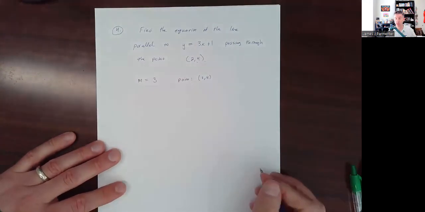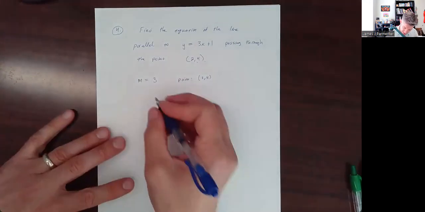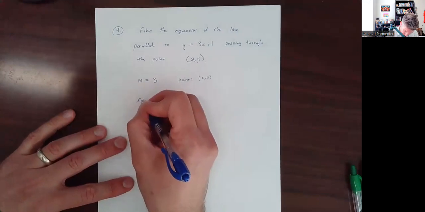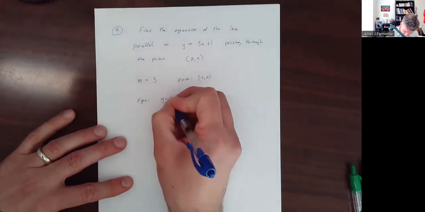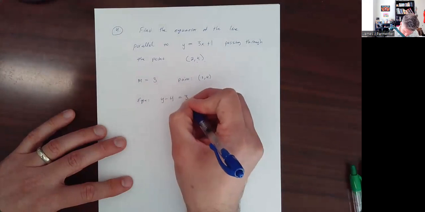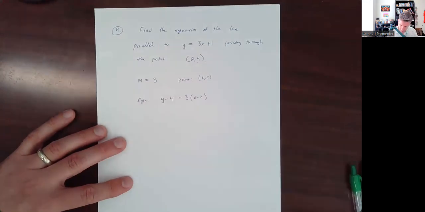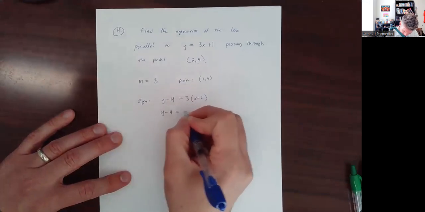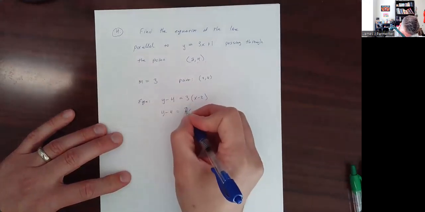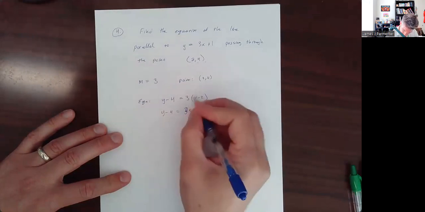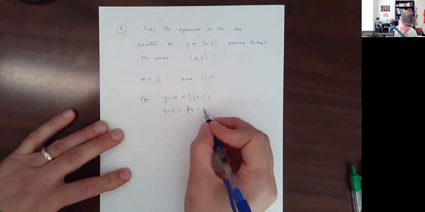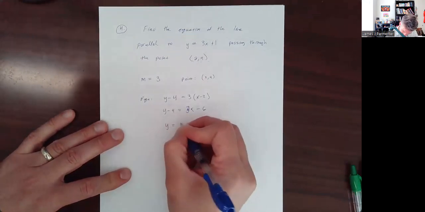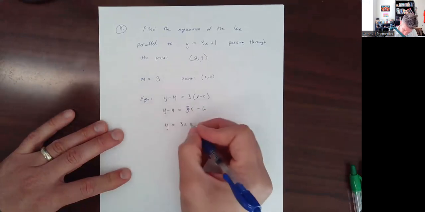I'm going to do it the point-slope way, which is saying my equation is going to be given by y minus the y coordinate equal to the slope times x minus the x coordinate. And then I solve for y. So y minus 4 equals 3x minus 6, just distributing the 3 there. And then adding 4 to both sides, I get y equal to 3x minus 6 plus 4, which is 3x minus 2.